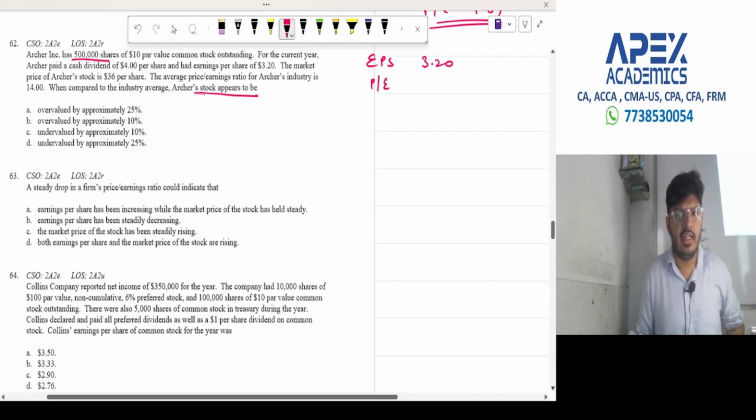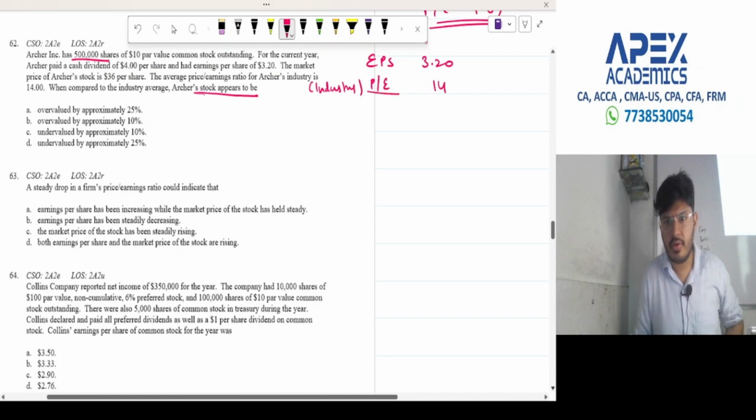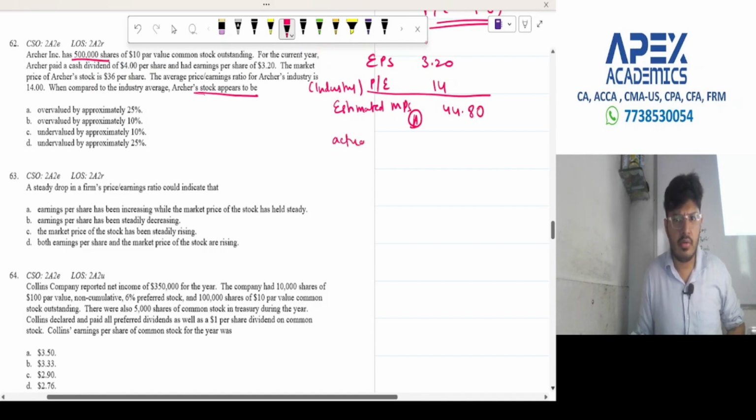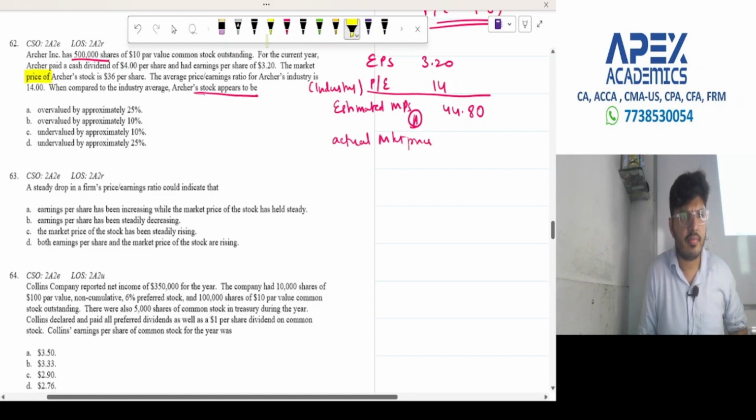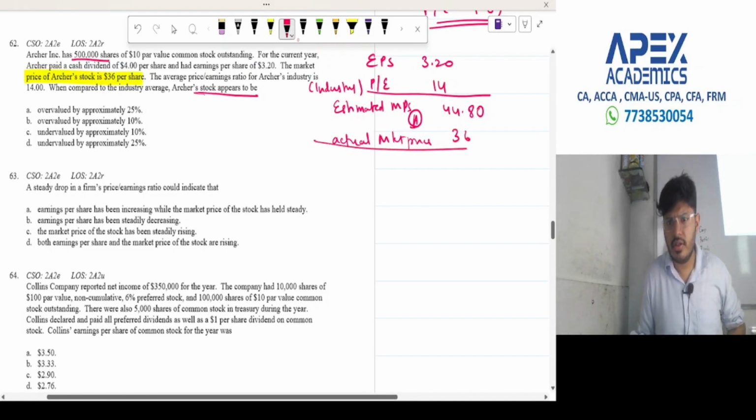PE ratio of the industry is how much? It is 14. So the estimated market price of Archer company will be how much? 44.8. Now the actual market price is how much? The actual market price is 36 per share. Sir, can I say that my share is undervalued?